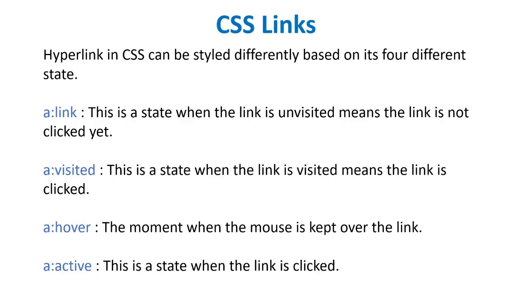a:link. This is the state when the link is unvisited, meaning the link is not clicked yet. a:visited. This is the state when the link is visited, meaning the link is clicked. a:hover. The moment when the mouse is kept over the link. a:active. This is the state or the moment when the link is clicked.